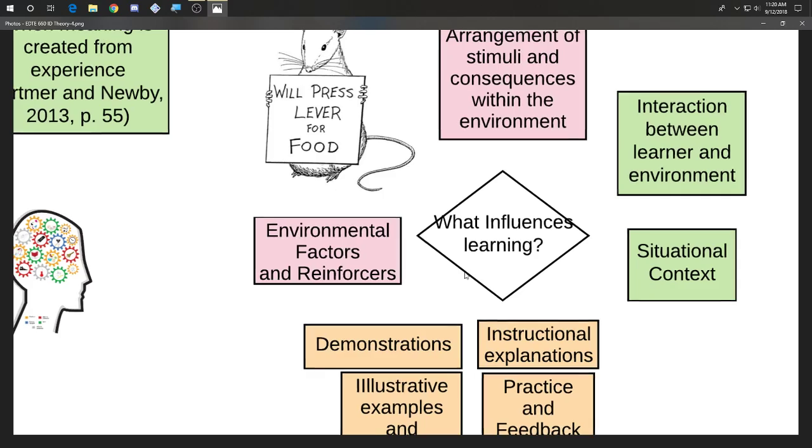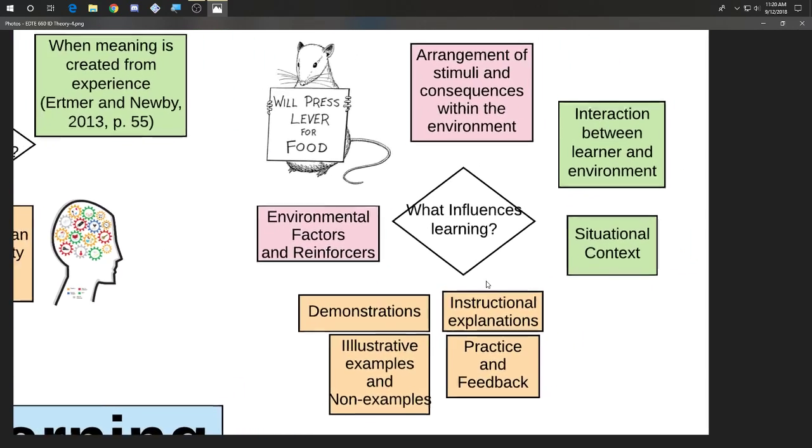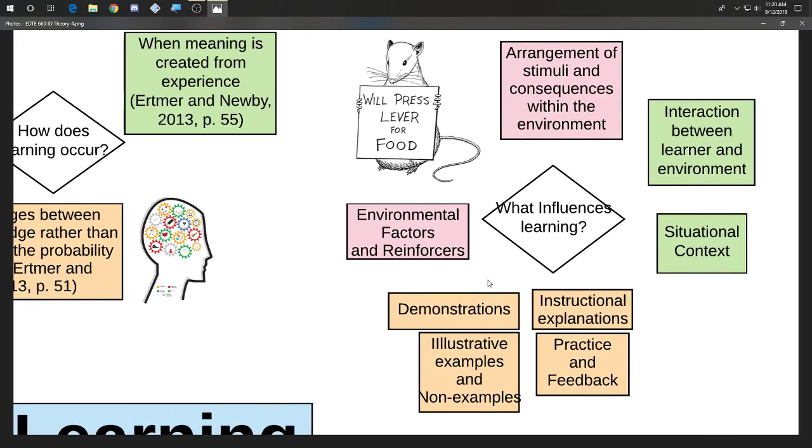Let me zoom out a little bit here. Okay, much better. Now, what sort of things influence said learning? As you can see here, I have my happy little mouse up here that says, "Will press lever for food," and I thought that was a great way of showing this idea of behaviorism.